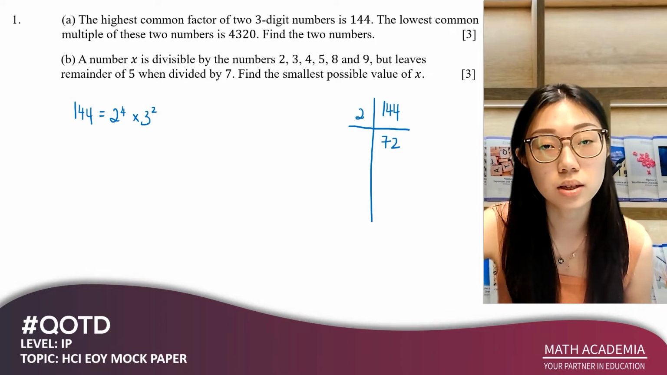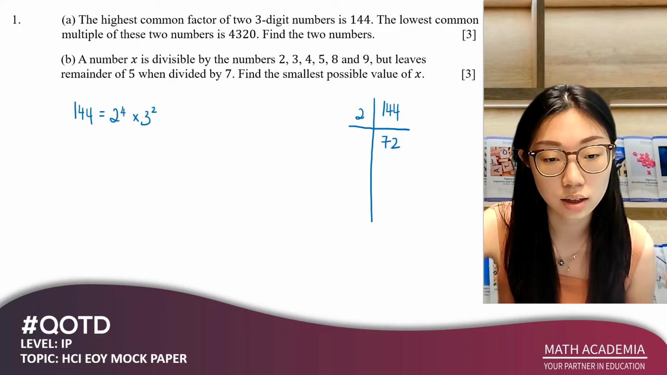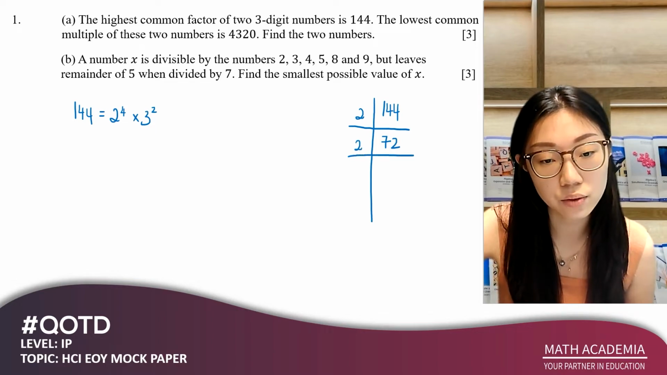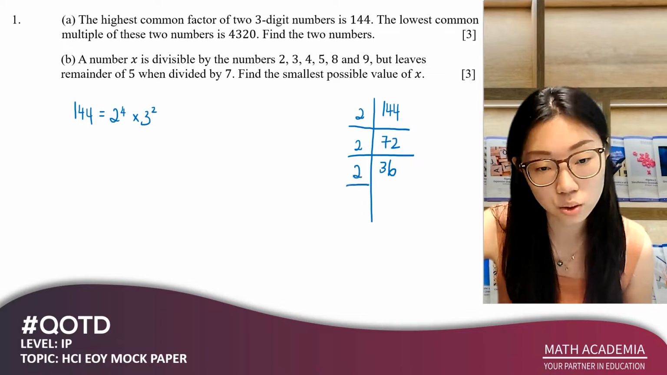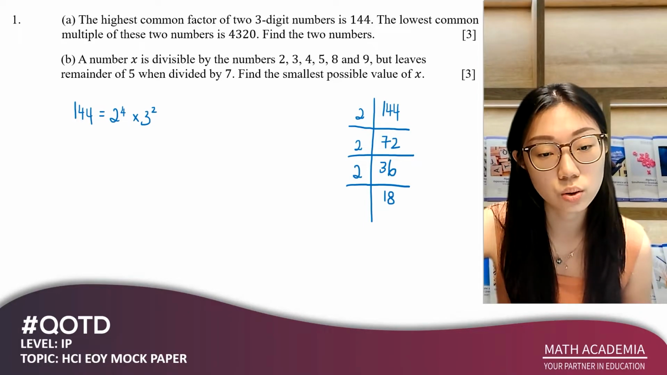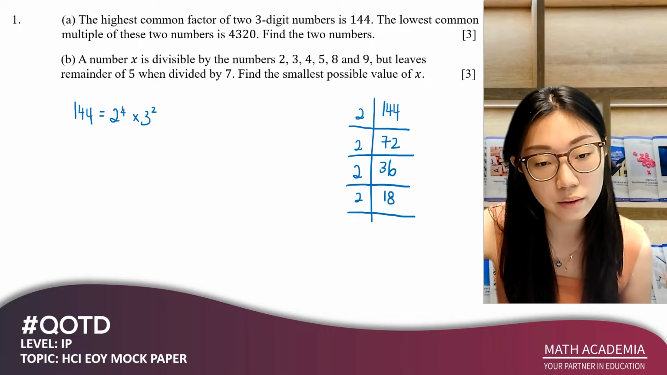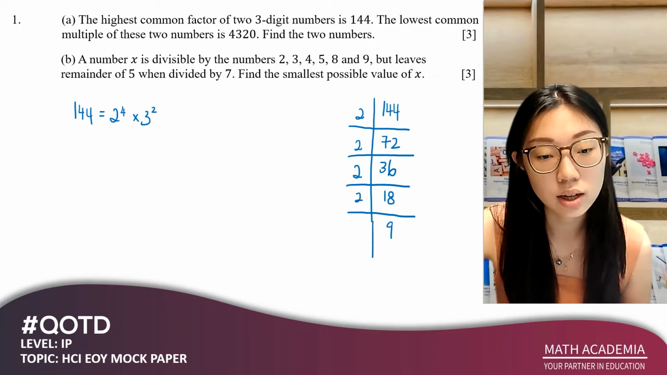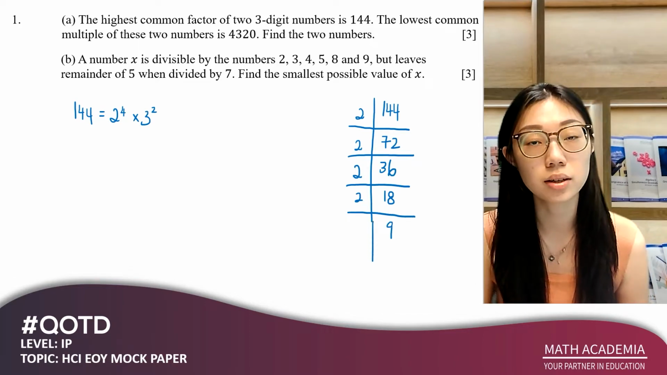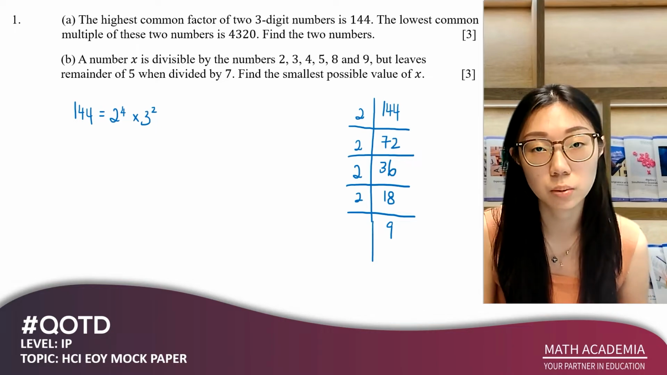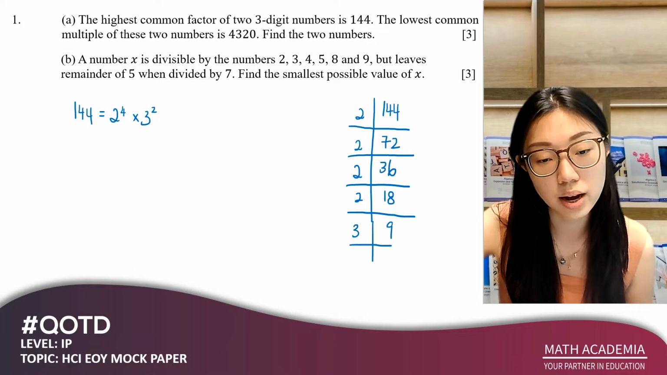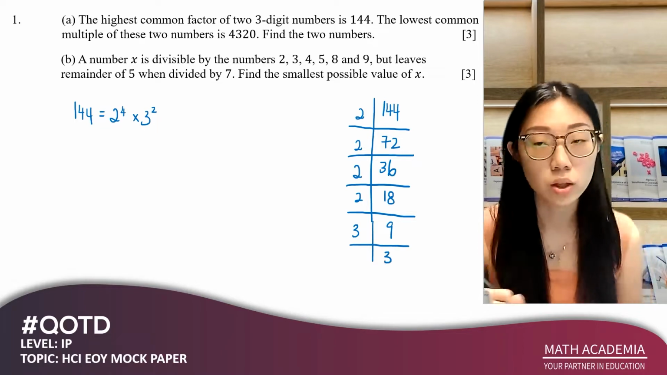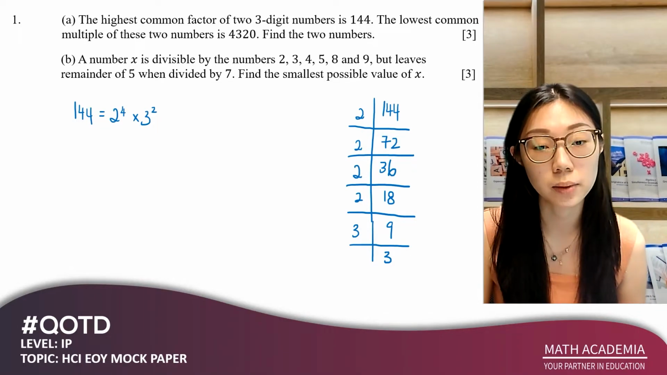72 is also an even number, so I can divide it by 2 again. Alright, and I would have 36. Okay, 36, again, I can divide it by 2, I have 18, which is also divisible by 2, I would have 9. So from here, 9 is no longer an even number, but I know that 9 is divisible by 3. Okay, so I'll divide 9 by 3, which would leave me with 3. So 3 is already a prime number.